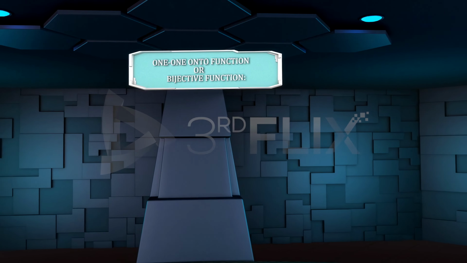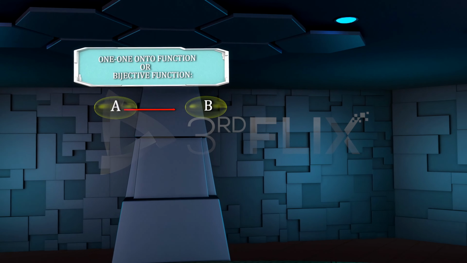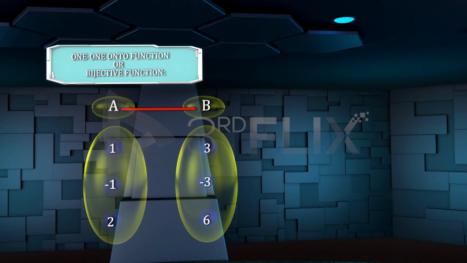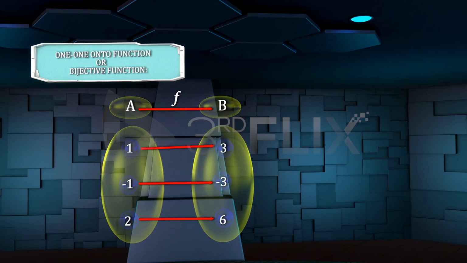1-1 onto function or bijective function. The function which is both 1-1 and onto is called a 1-1 onto function or bijective function.